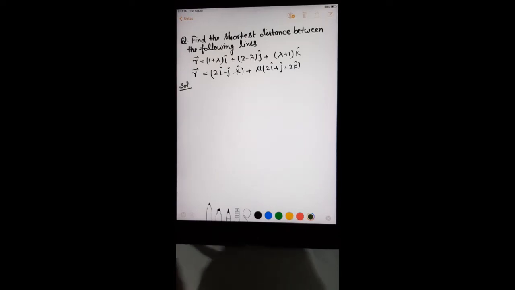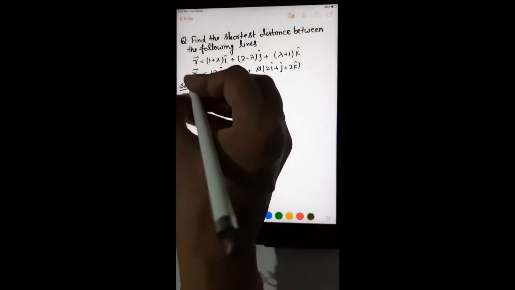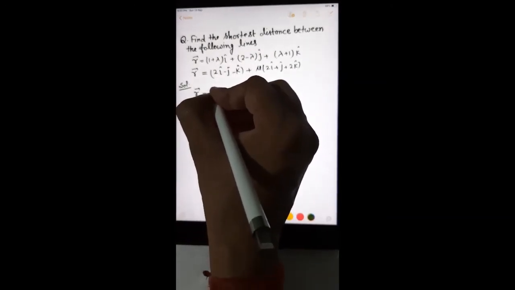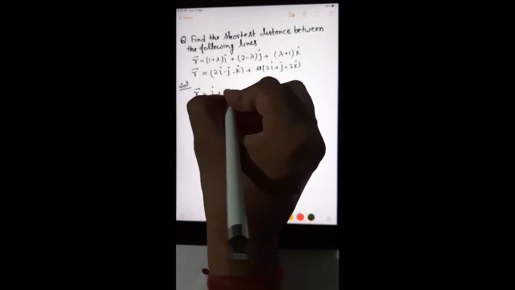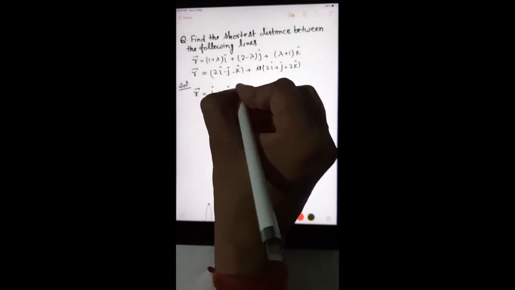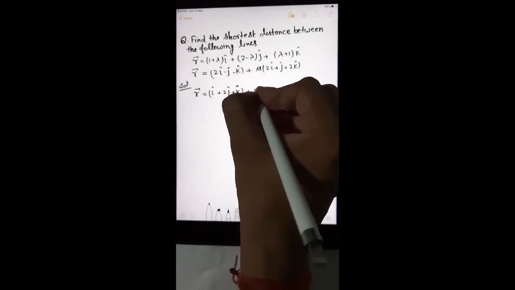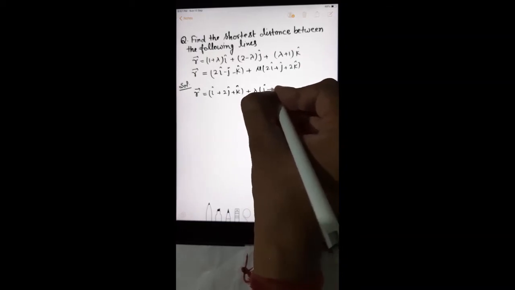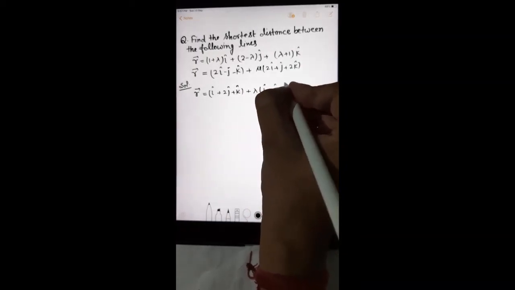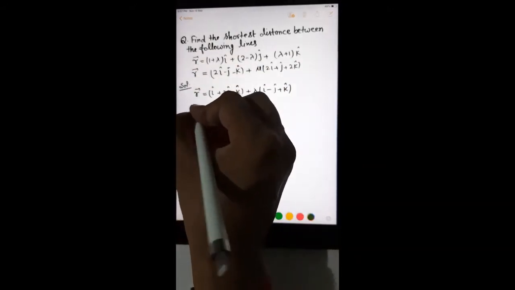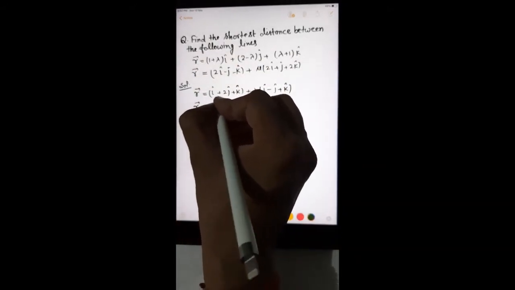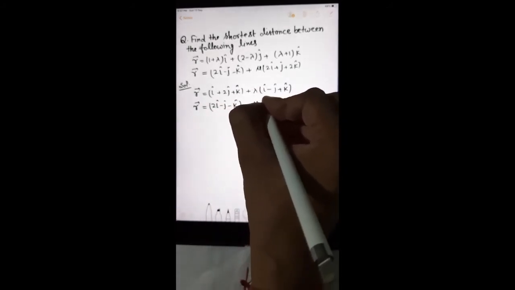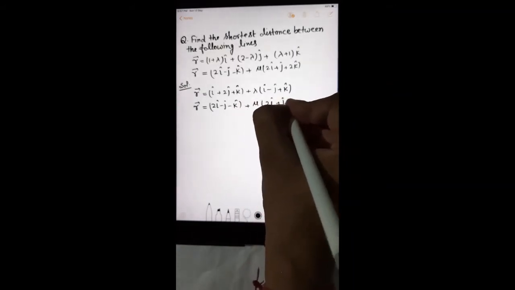So first of all, write the two lines in standard form. So the first one will be i plus 2j plus k, and taking lambda common, we get i minus j plus k. And the second line is already given in standard form, 2i minus j minus k plus mu times 2i plus j plus 2k.